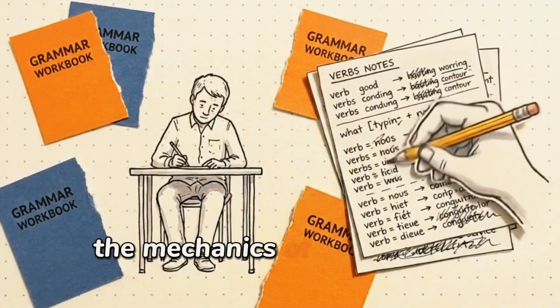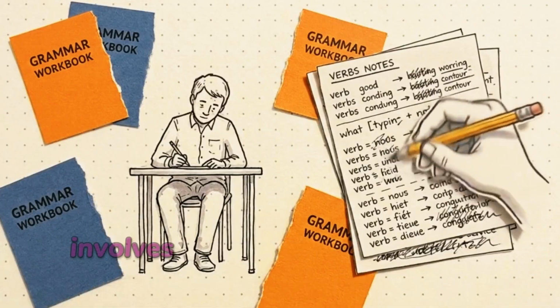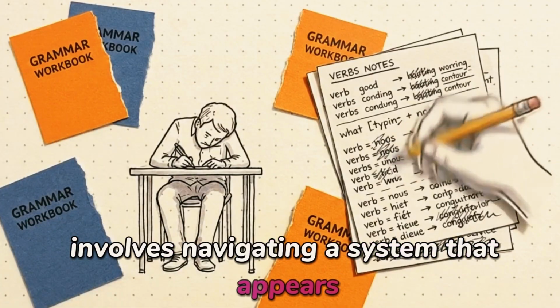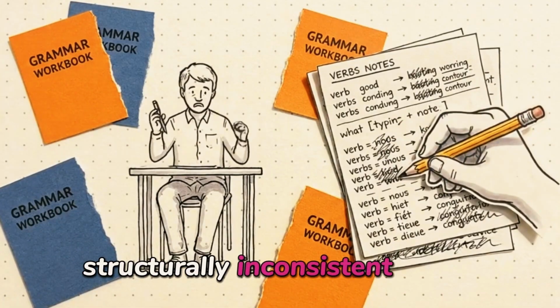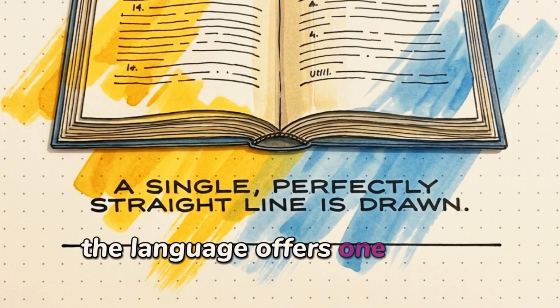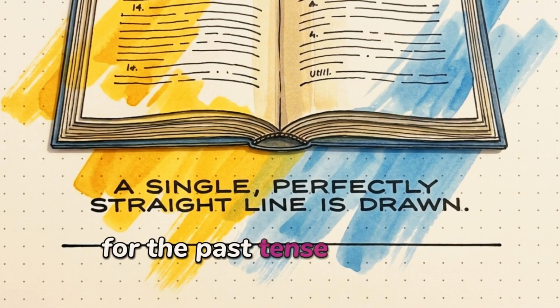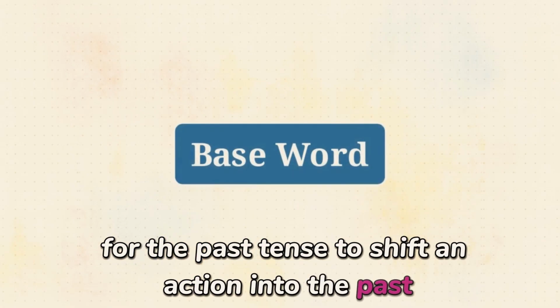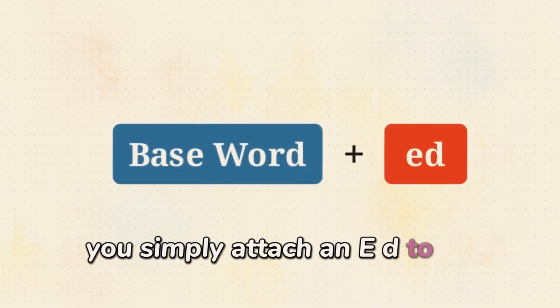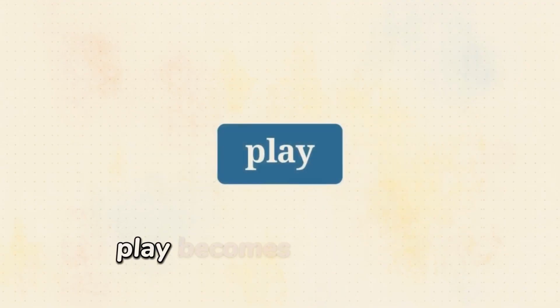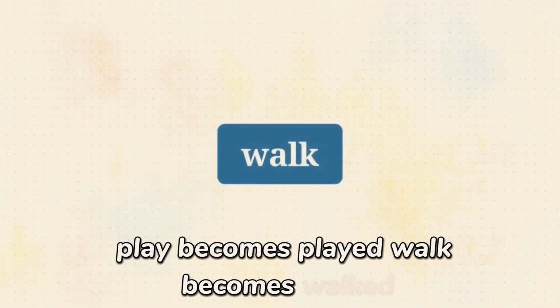Mastering the mechanics of how English moves through time involves navigating a system that appears structurally inconsistent. Initially, the language offers one reliable rule for the past tense. To shift an action into the past, you simply attach an ed to the end of the base word. Play becomes played. Walk becomes walked.